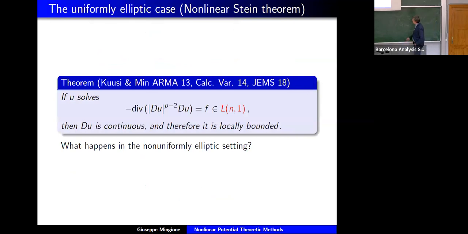Okay, so let me recall this nonlinear Stein theorem. We have seen that even in the vectorial case, if you get a system whose right hand side is near L1, then Du is continuous and therefore is locally bounded. Here I'm interested in the locally bounded case because when the gradient is bounded, then you go back to the uniformly elliptic regime and you can readapt known techniques more easily. Otherwise, techniques must be completely different.